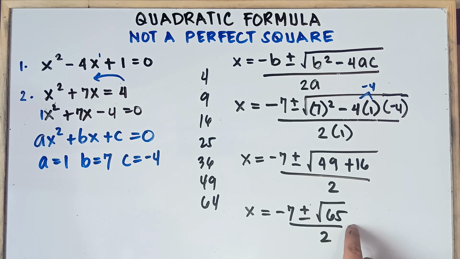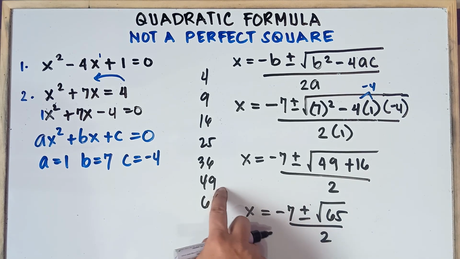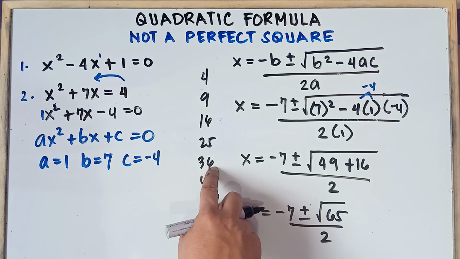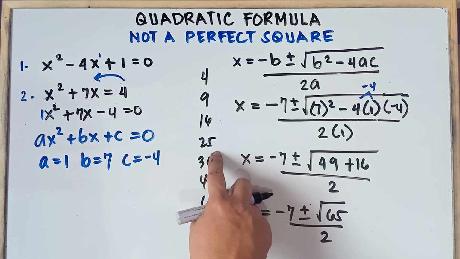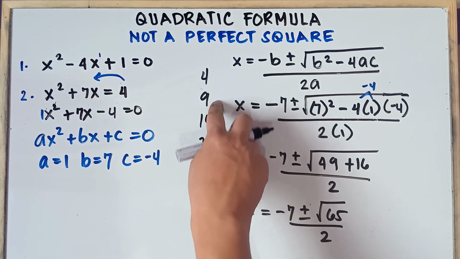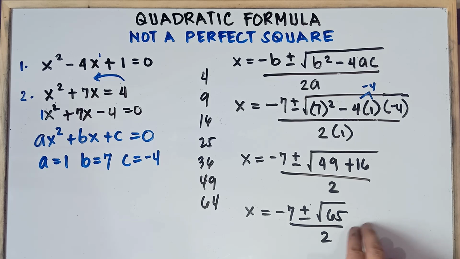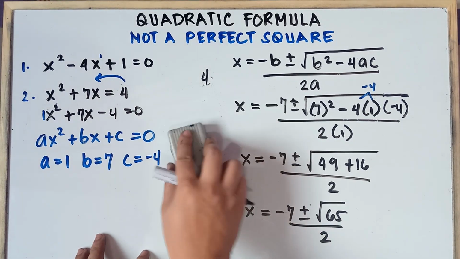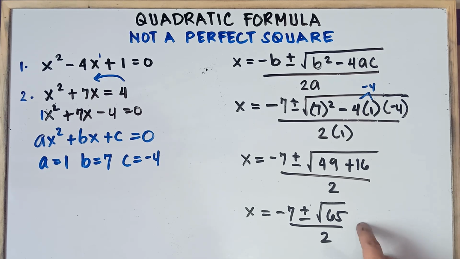Alright, so can we divide 65 by 64? Nope. 65 by 49? Nope, we cannot divide. Same with 36? Nope. 25? Nope, we get a decimal answer. 65 divided by 16? Nope. And same with 9 and 4. Therefore, class, we cannot simplify the square root of 65. Now, if you cannot simplify, class, simply copy.